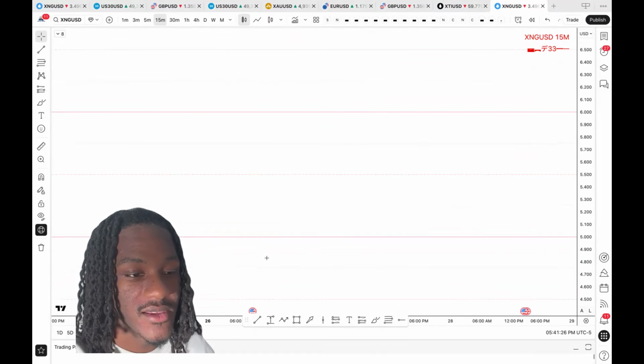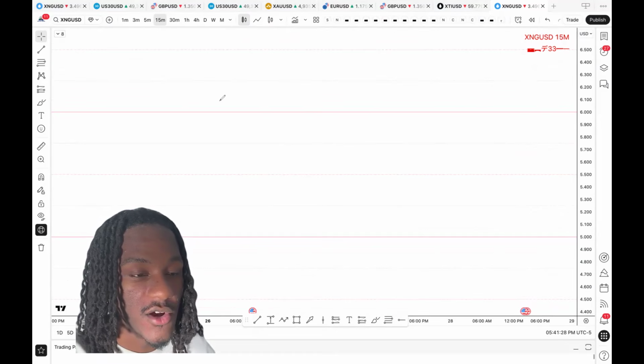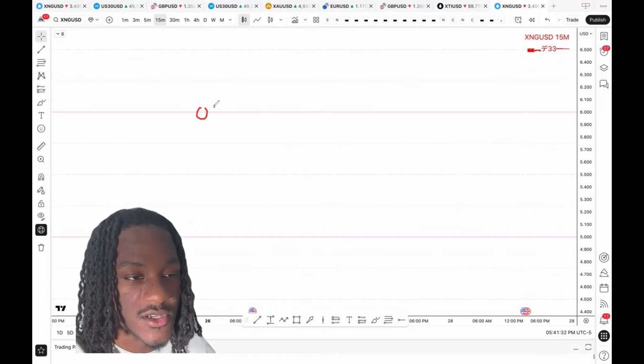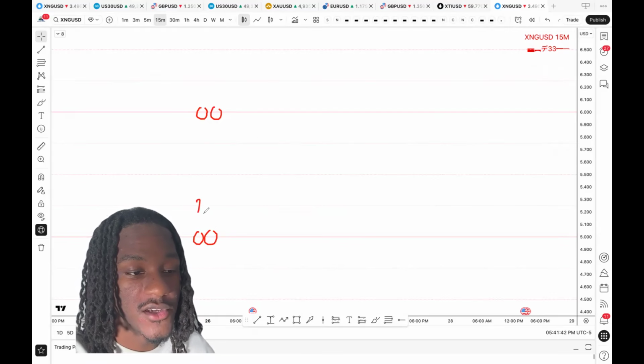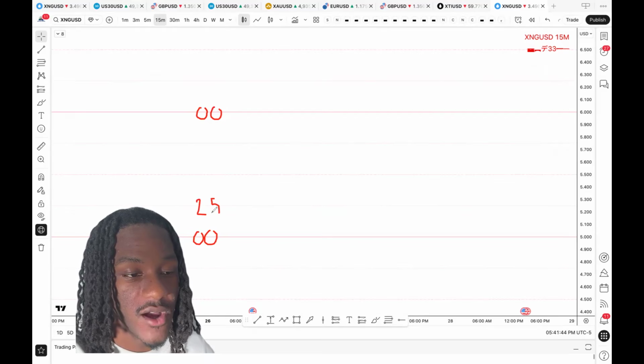Let me just widen this. This is our 100 pip box from the double zeros, 2 double zeros. This could also be a 1,000 pip box, just depending on how volatile that pair can be. Here is our quarter level, 25. Here is 50. And here is 75.